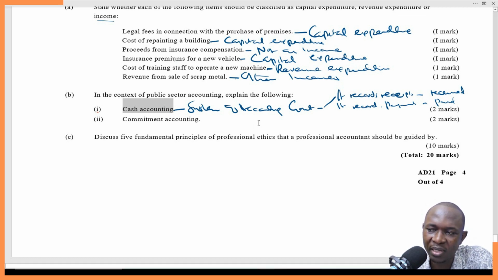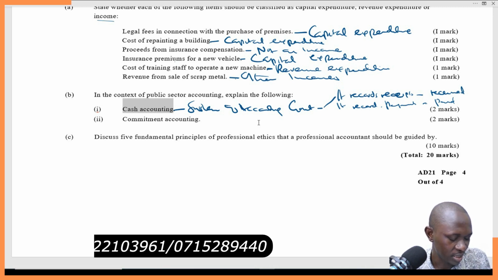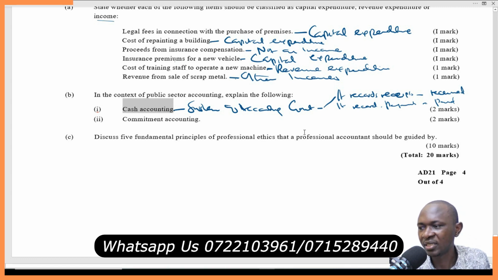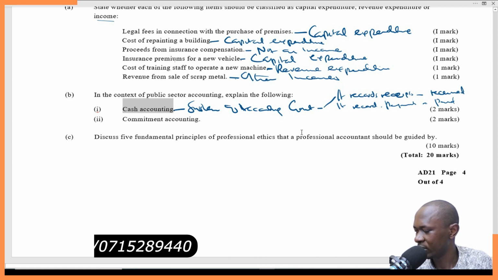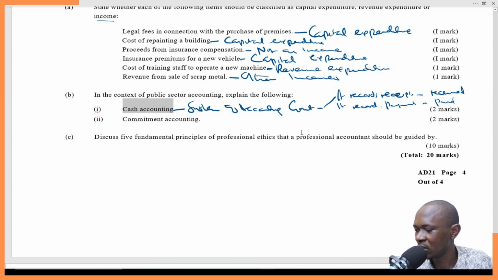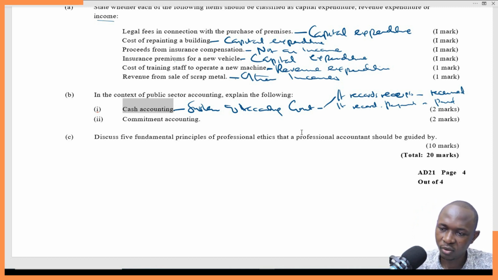Majorly used by the government. It records receipts when money is actually received, and it records payments when money is actually paid. Expenses or expenditures are recorded when money is paid, and the incomes are recorded when money is actually received. When we talk about commitment accounting, this is about anticipation of the future costs or incomes.